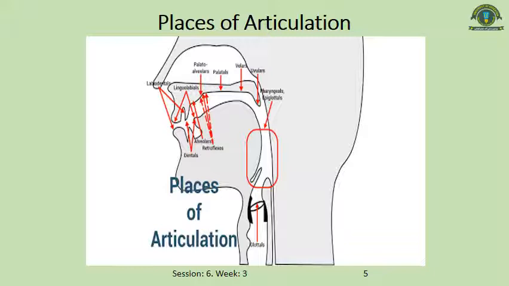So you can see again, you can store this picture in your mind. And then afterwards, when asked, you can say, all right, this is the speech mechanism. This is what we talk about, the places of articulation. These are the places of articulation.